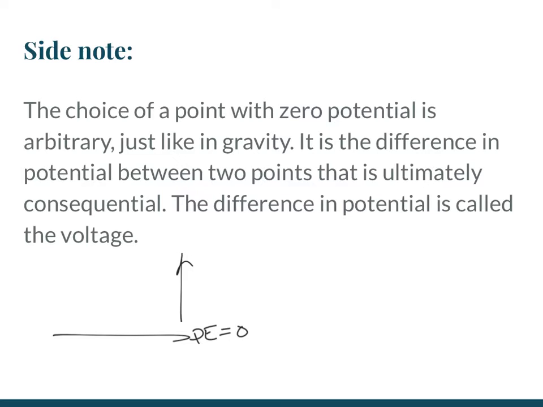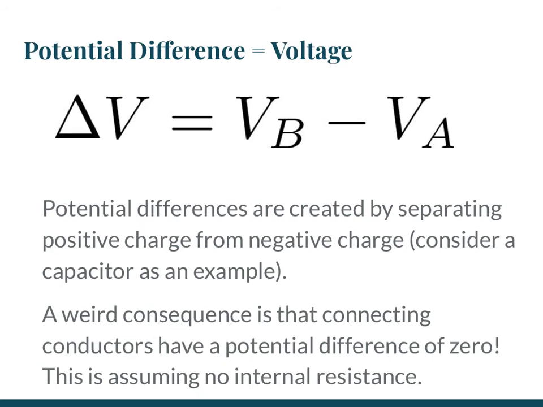And that will be the main thing that we deal with in electric potential energy, is seeing the difference in potential energy and the difference in potential as a field. So the equation for that is here. It's pretty obvious. Delta V, delta means change in, equals the potential at point B minus the potential at point A. And potential differences are created by separating charges.